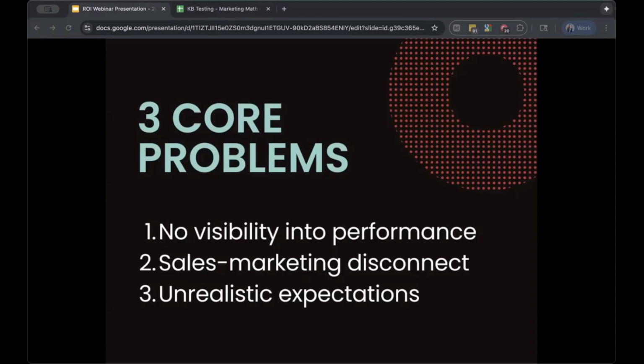And once you start to prove marketing's value in dollars, the other two problems become so much easier to solve, right? Sales starts to see the dollars they're leaving on the table. And revenue impact becomes more clear to key stakeholders, more immediately, right? Instead of down the road.